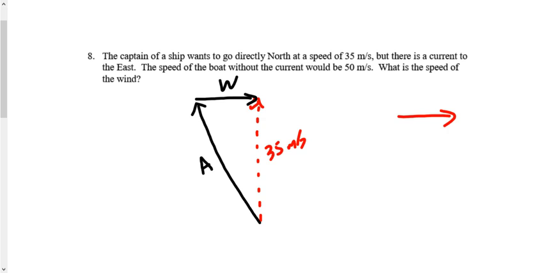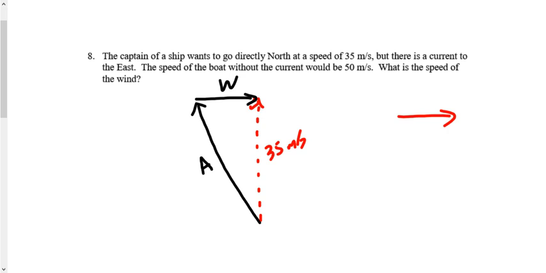Make sense? What is this 50 meters per second? The speed of the boat without the current. Is that, where do I label that? A or W? It's A. That's how fast I can aim at. Listen, if there's no wind, I can travel at 50 meters per second. So I'm capable of aiming at 50 meters per second. Now, how fast am I actually going to go?